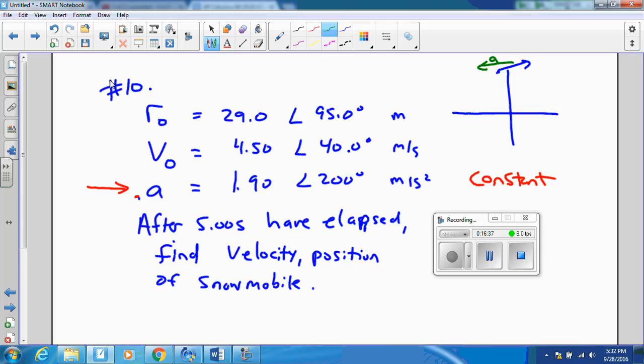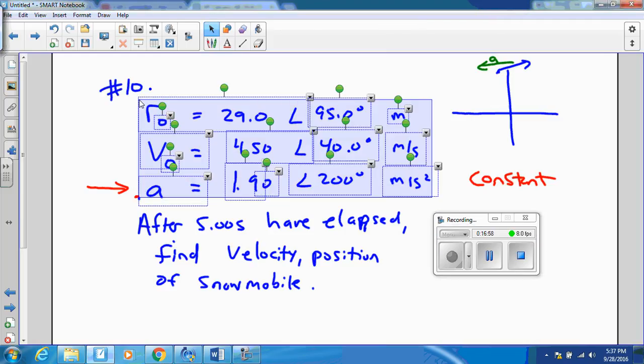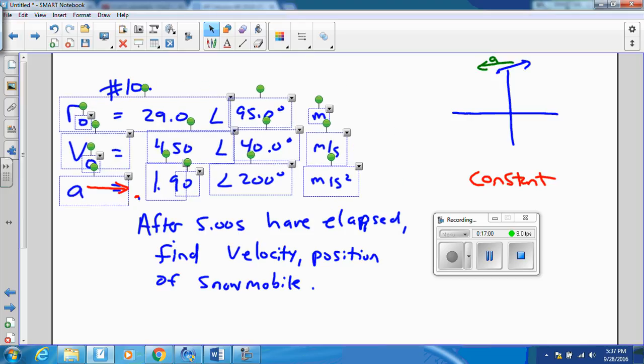But it is going to experience an acceleration that is going to push it in this direction right here. And as a result, the velocity vector is going to change. And as the velocity changes, so also the position is going to change according to the velocity. So that's the picture. Now, the information they give to us is in a horrible form. We need it to be in rectangular form, and so we do that.